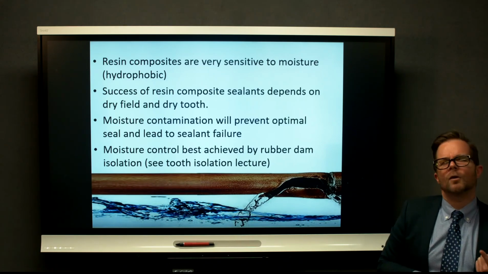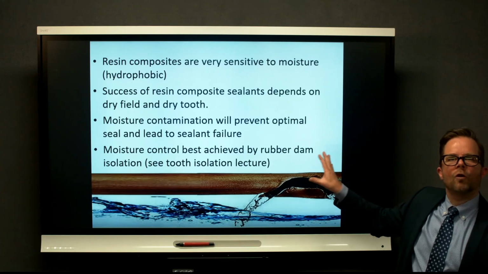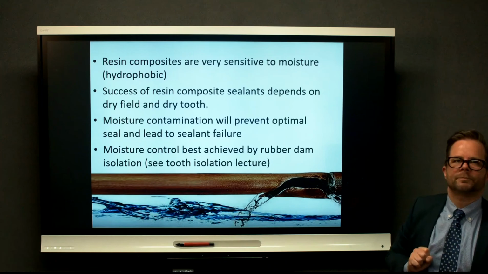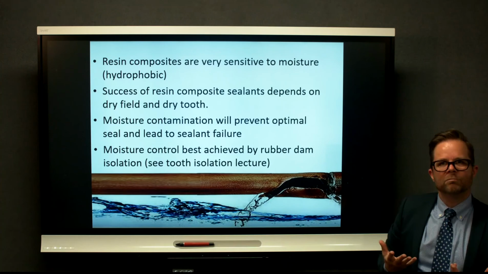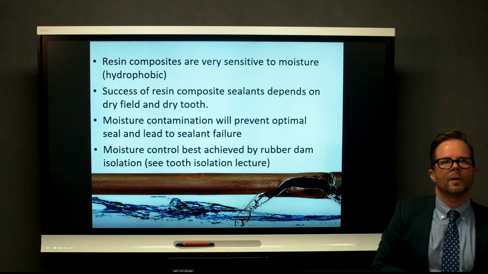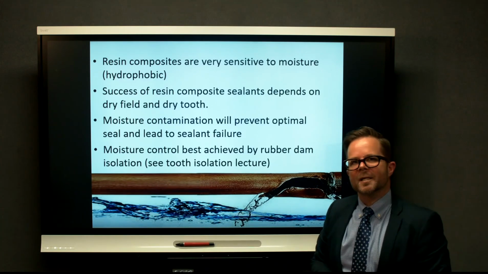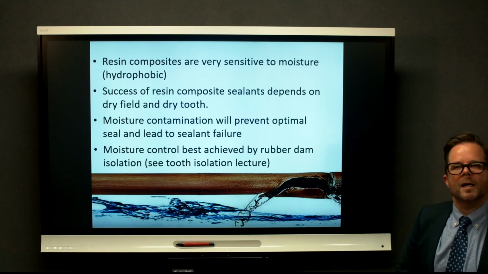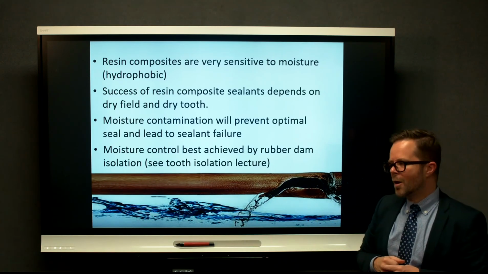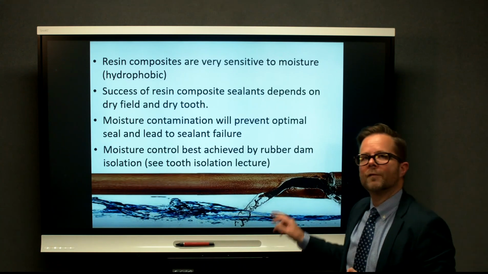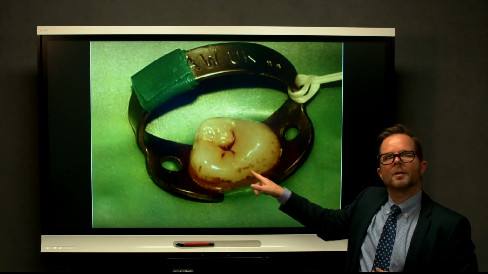Okay? So if you cannot isolate a tooth effectively to keep it dry during the procedure, you should not use a resin composite. Because if you do, the sealant will fail and decay will then occur. We will talk about tooth isolation, and particularly rubber dam isolation, as the most effective way to keep teeth dry while we're operating on them. But just for now, keep in mind that really important critical factor, that the tooth must be kept completely dry.